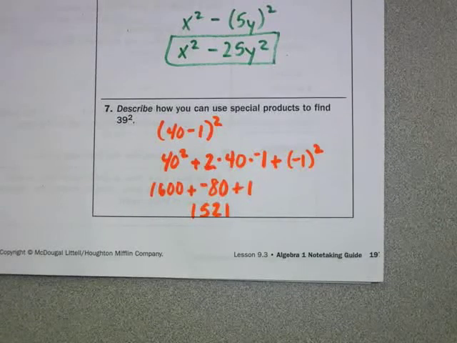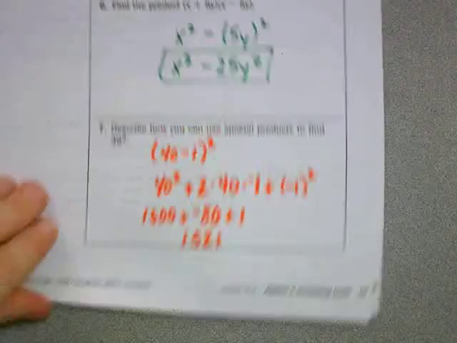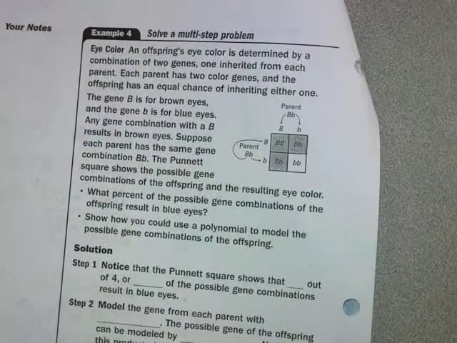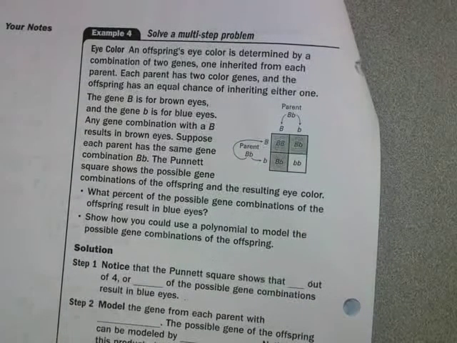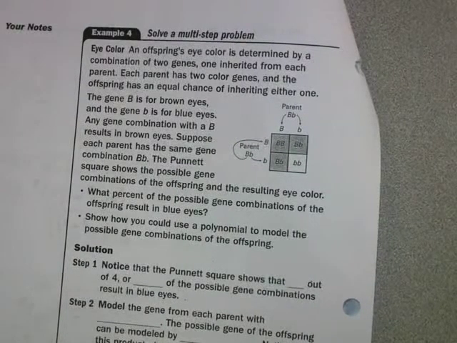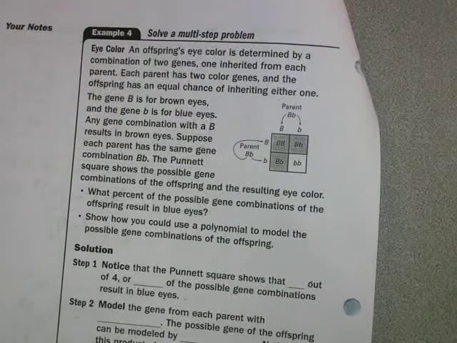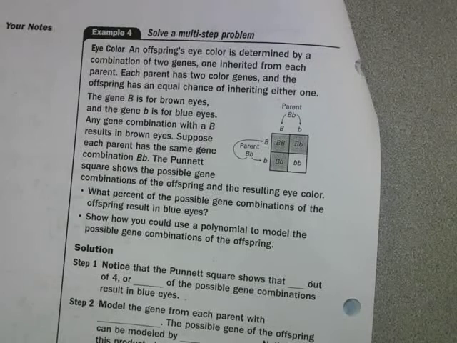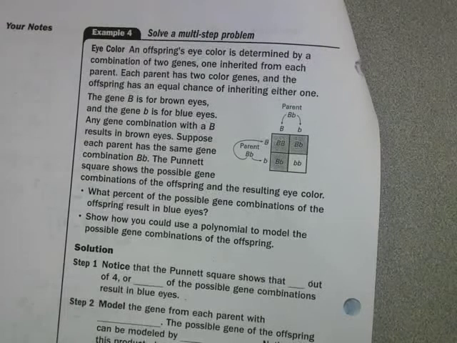All right, the last thing we need to look at is example 4, and we're going to get into science. So you may have discussed this in genetics earlier. We are talking about eye color, okay? An offspring's eye color is determined by a combination of 2 genes. One is inherited from each parent. Each parent has 2 color genes, and the offspring have an equal chance of inheriting either one.